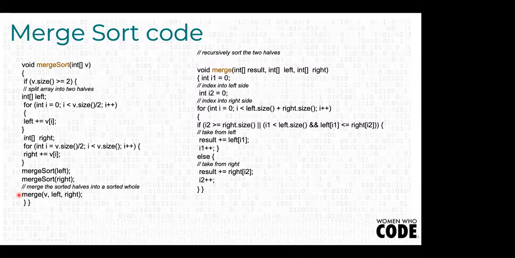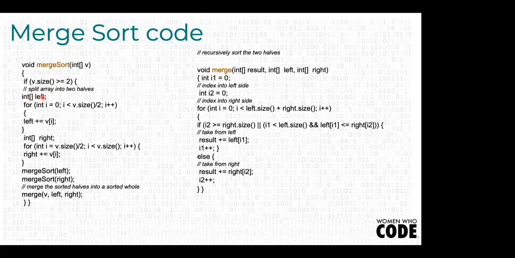So the merge sort code is here. The first step is to split the elements until the size is just 1. So if our input array's size is greater than 2, then we know that we have 2 elements and we have to split that into 1. So we keep splitting that.